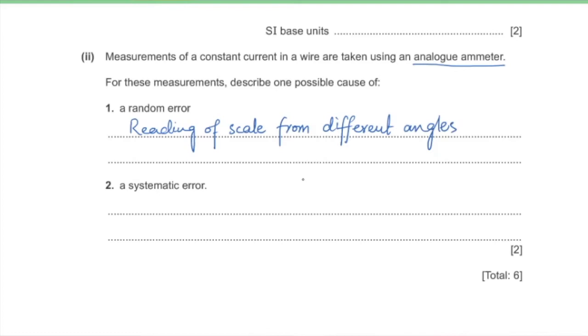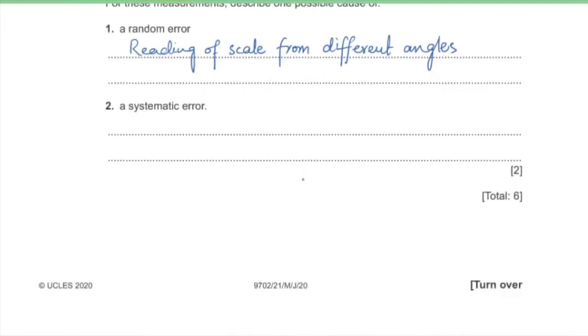Systematic error. Systematic errors occur due to some fault with the instrument or low precision of the device. So you can write over here that if the ammeter is not calibrated correctly before you start taking measurements, a zero error might cause a systematic error in your readings.